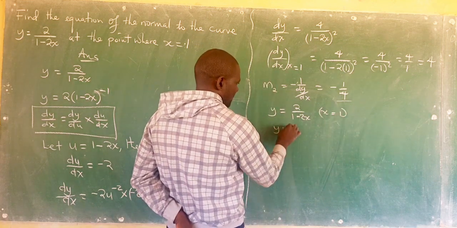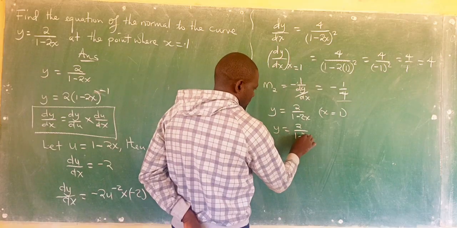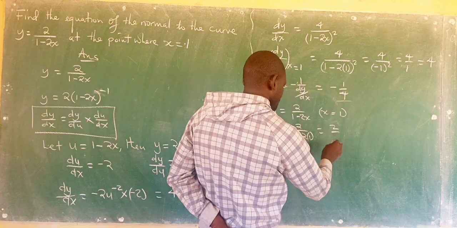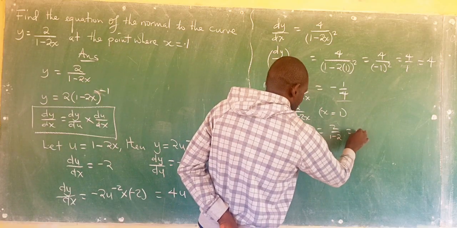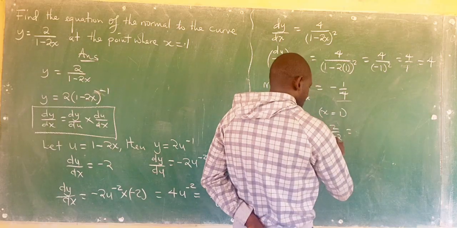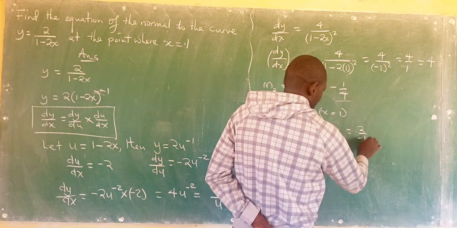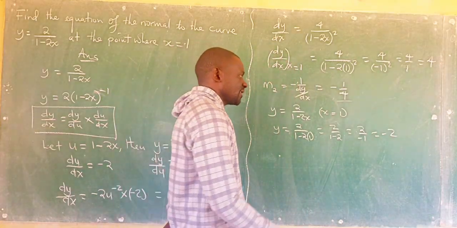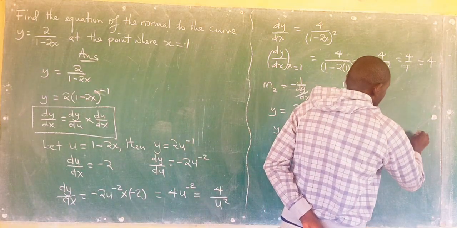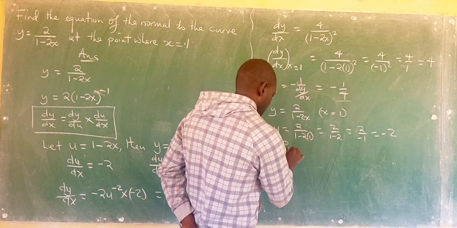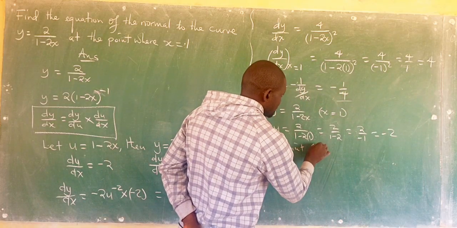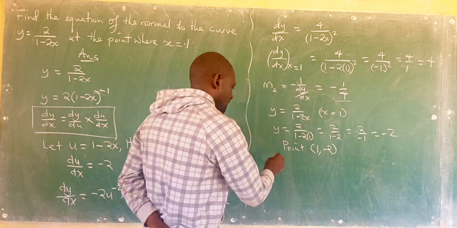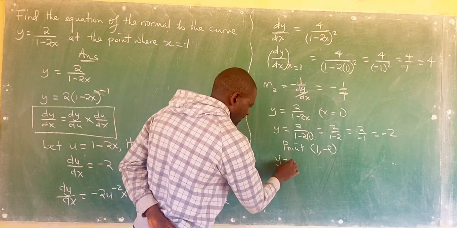So that gives us y equals 2 over 1 minus 2 times 1. This is just 2 over 1 minus 2, which simply gives us 2 over negative 1, which is just negative 2 as the y coordinate. So the point we are talking about is (1, negative 2). So now using this, we can find the equation for the normal.